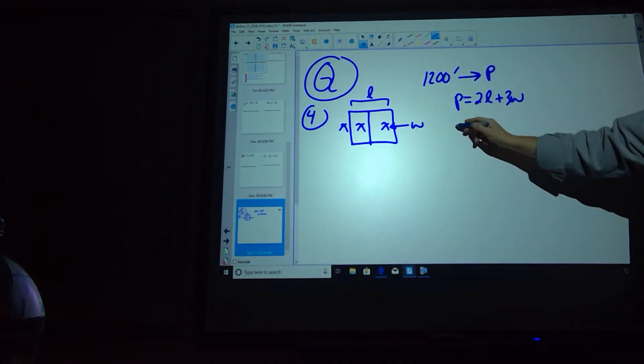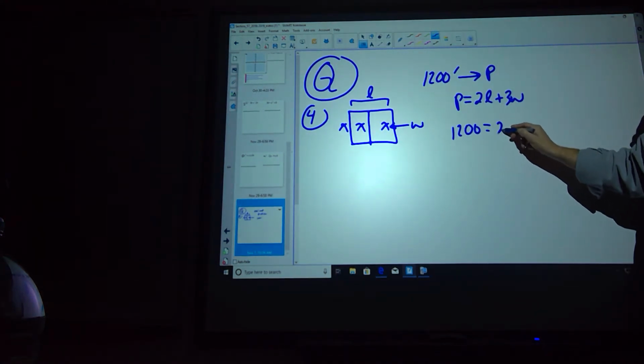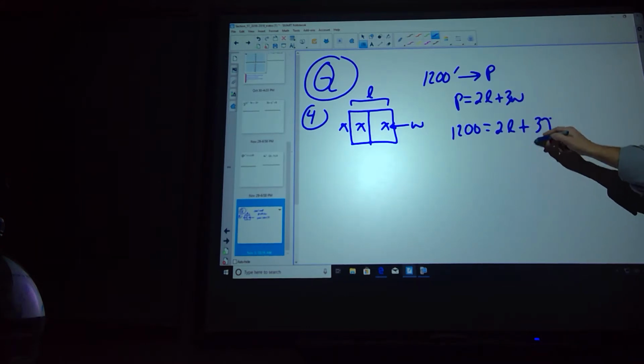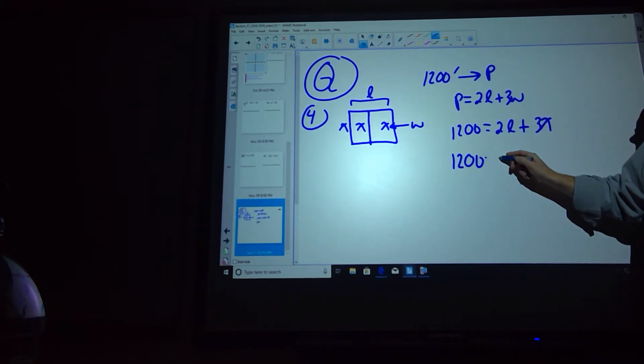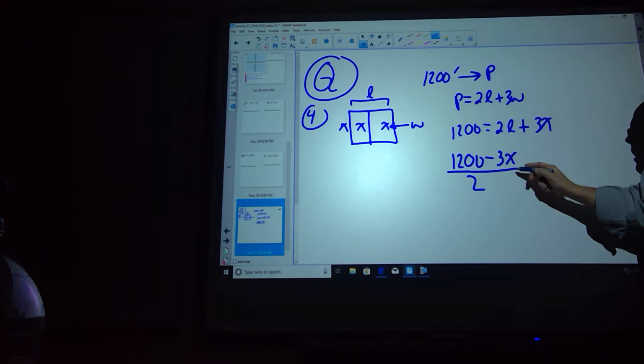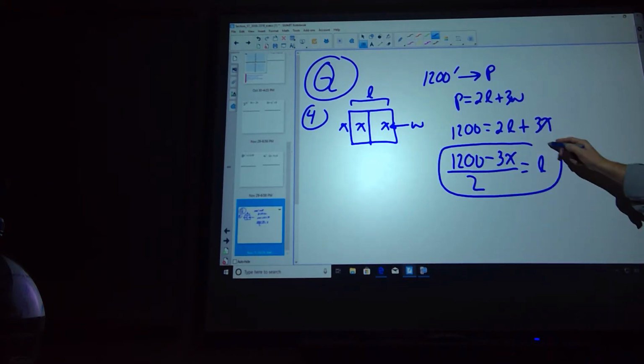So let's put in what we know. I know 1,200 equals 2L plus 3x. Good so far? So we're using the perimeter equation to solve for the variable L. So I'm going to go 1,200 minus 3x over 2 is equal to L. Does anyone need me to explain how I got that using algebra? I subtracted 3x, right? Divided by 2 gets L by itself. We good? Happy enough?